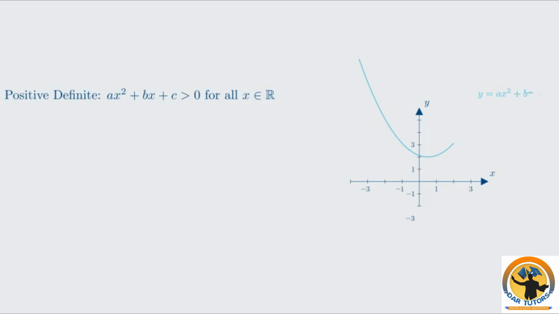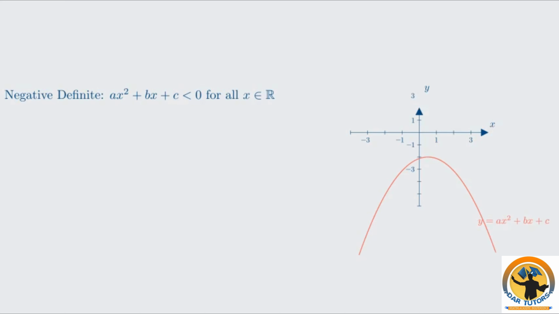This leads us to the concepts of positive definite and negative definite quadratics. A quadratic is positive definite if its value is positive for all real values of x. This means the entire parabola lies above the x-axis. For this to happen, 2 conditions must be met. First, the parabola must open upwards, so a must be positive. Second, it must not touch or cross the x-axis, so the discriminant must be negative. A quadratic is positive definite if and only if a > 0 and Δ < 0.